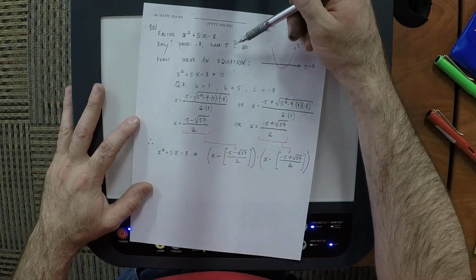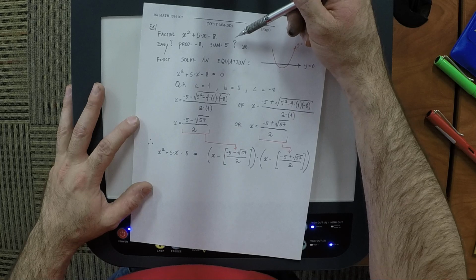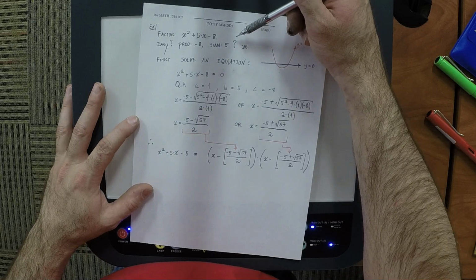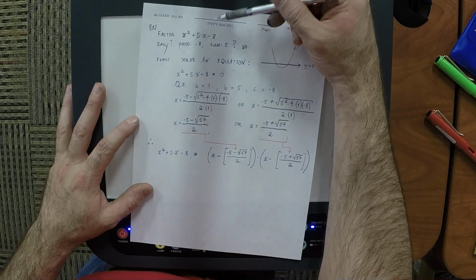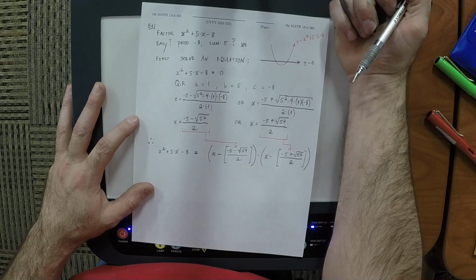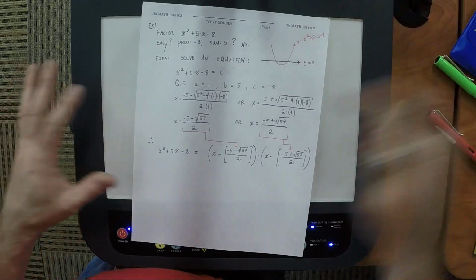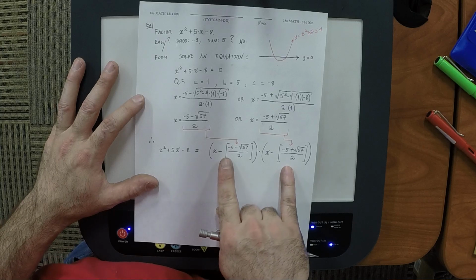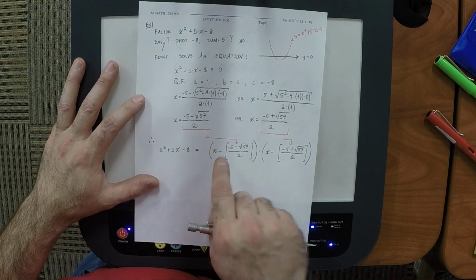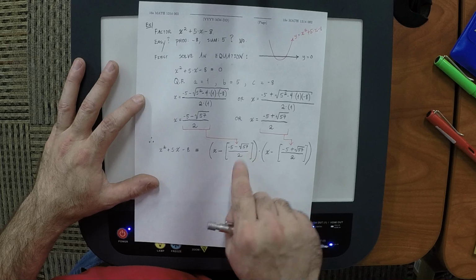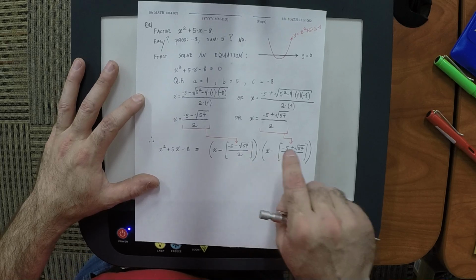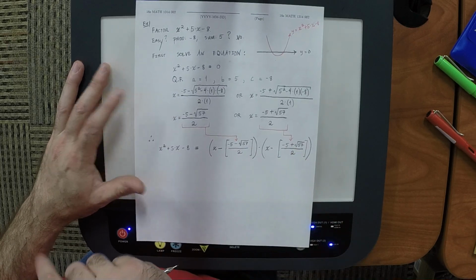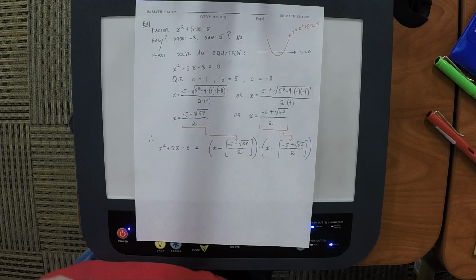So at the top, when we asked ourselves, can we do it the easy way? Can you find two numbers whose product is negative 8 and whose sum is 5? Probably not, but these are the numbers, right? That's what I meant, unless you're real quick on your feet. One of them is negative 5 minus the square root of 57 over 2, and the other one is negative 5 plus the square root of 57 over 2. Obviously.